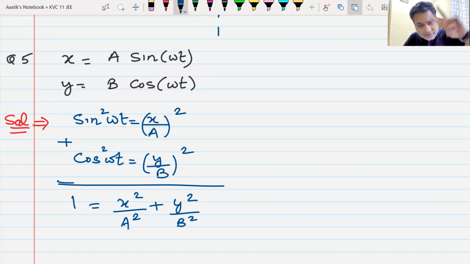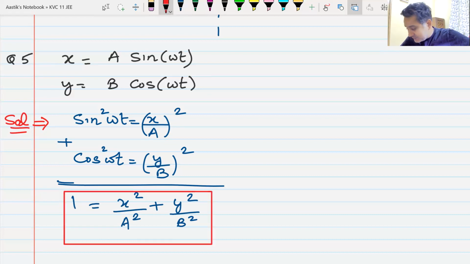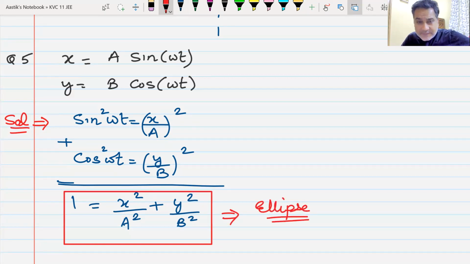Here we have a second order equation in both x and y, but their coefficients are different. They don't have the same coefficients. This, my dear friend, is the equation of something known as an ellipse. Ellipse, parabola, hyperbola, circle, and straight lines are a part of your curriculum in maths. This is the equation of an ellipse. A is known as the semi-major axis, B is known as the semi-minor axis. Do we understand how we have done this, yes or no?